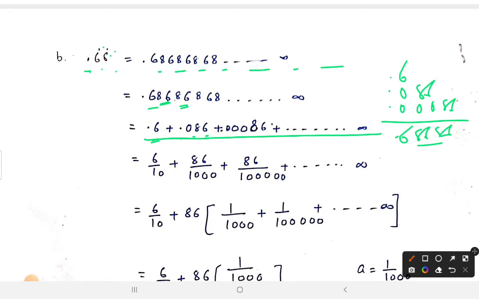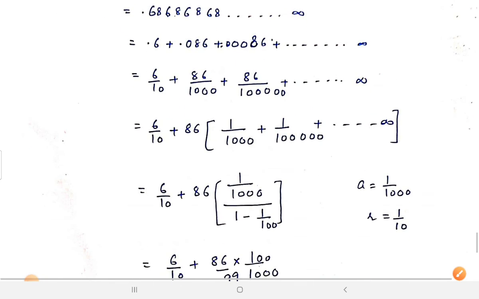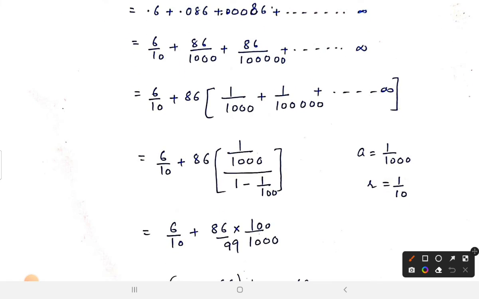So what will we get? We will get 6 by 10 as the separate term. Again we have 86 upon 10 to the power 3. Again we have 86 upon 10 to the power 5 and so on. So let us now take 86 common. So we have 1 upon 10 to the power 3 plus 1 upon 10 to the power 5 and so on. So what is the common ratio in this case? Again the common ratio is 1 upon 10 to the power 2, which is 1 upon 100.